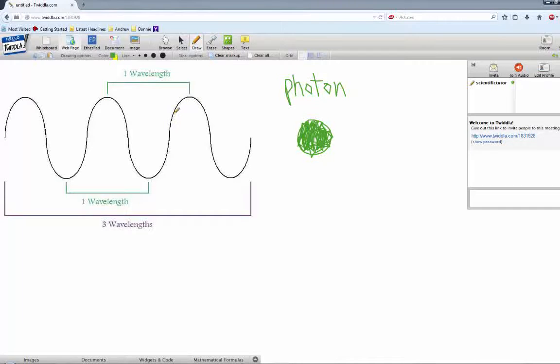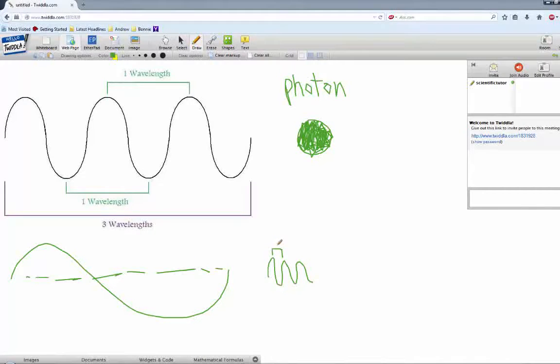So the only difference in color we see with our eye is whether this wavelength is shorter or longer. If I were to draw a longer wavelength, it would look something like this. This is one total wavelength. It's longer from here to here than this wave is. If I were to draw a shorter wavelength, it would be something like this. This wavelength is much shorter than the one above.